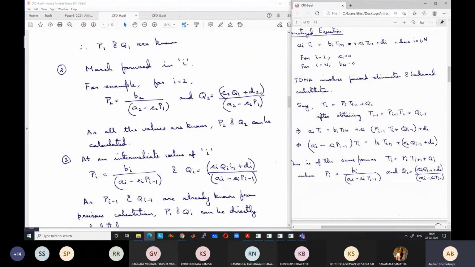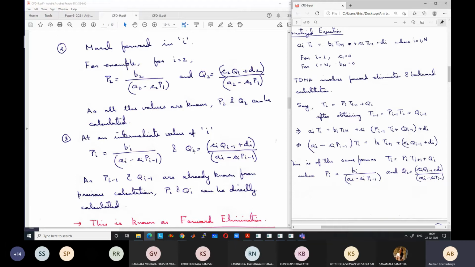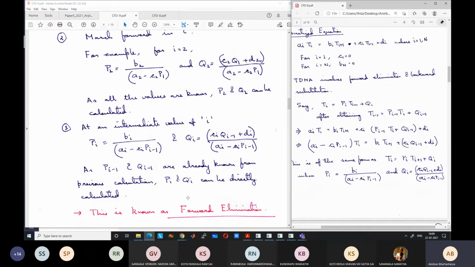So for any intermediate value i, we will calculate Pi is equal to Bi by Ai minus Ci Pi minus 1, and Qi is equal to Ci Qi minus 1 plus Di by Ai minus Ci Pi minus 1. As Pi minus 1 and Qi minus 1 are already known from previous calculation, Pi and Qi can be directly calculated. Okay. This is known as forward elimination, as I have described.